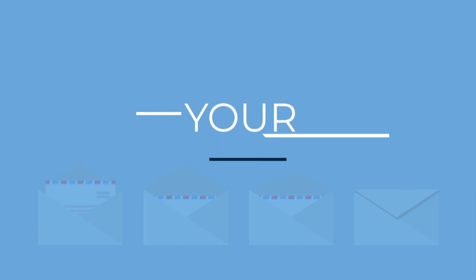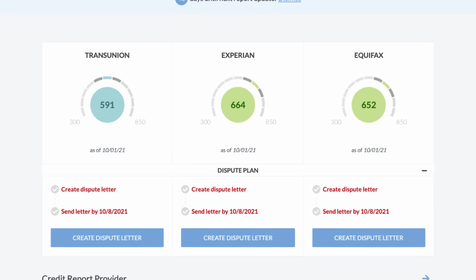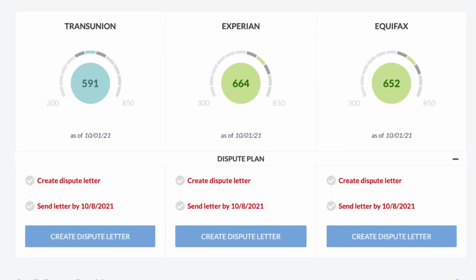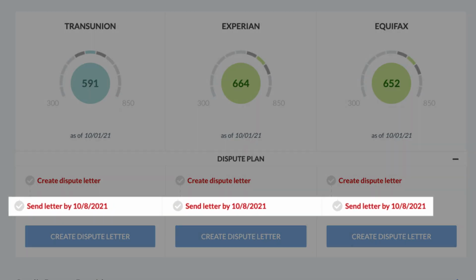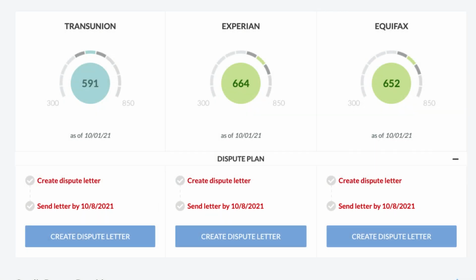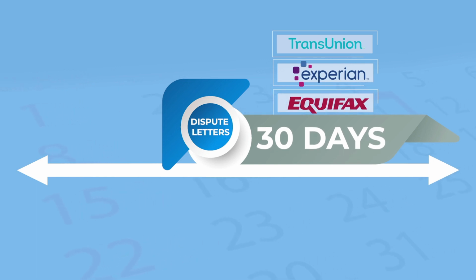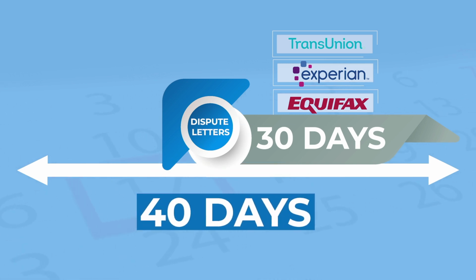Under the credit scores is your dispute plan. Follow the timeline starting with creating and mailing your first dispute letters for each credit bureau on or before the send letter date here. The dispute process is timed by federal law. The bureaus can take a full 30 days to respond to your dispute letters from the time they receive them. This is why the software updates every 40 days.